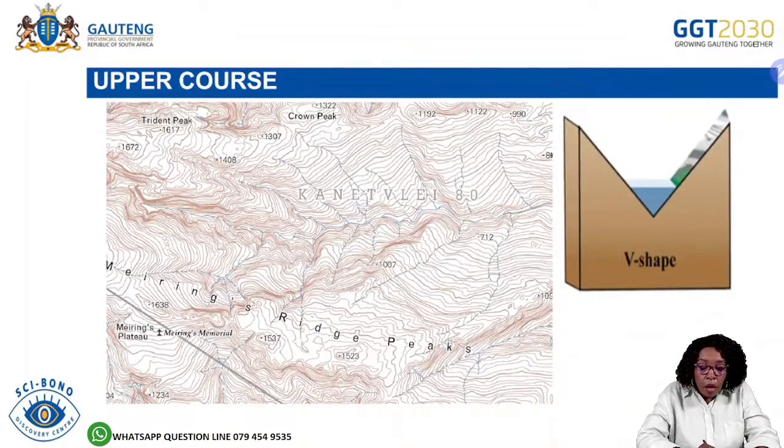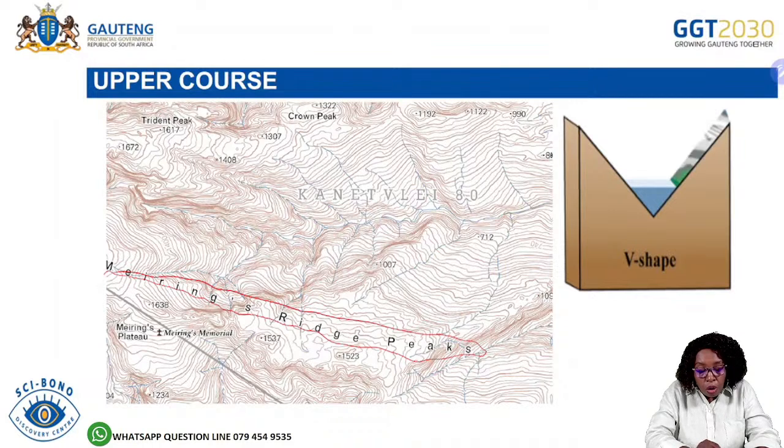Okay, then let's look at how we link or integrate this content that we have been discussing with our Mapwork section. Here we've got a diagram indicating the topographic map. What we can see on this topographic map is the Meiring Ridge peak. From looking at the contour lines that we can identify here, it shows that this whole area is over a mountain range.